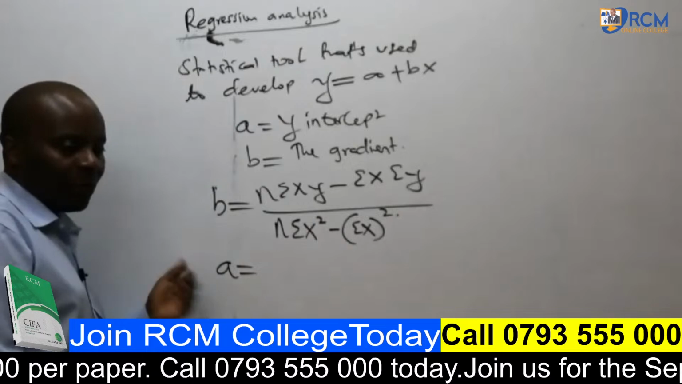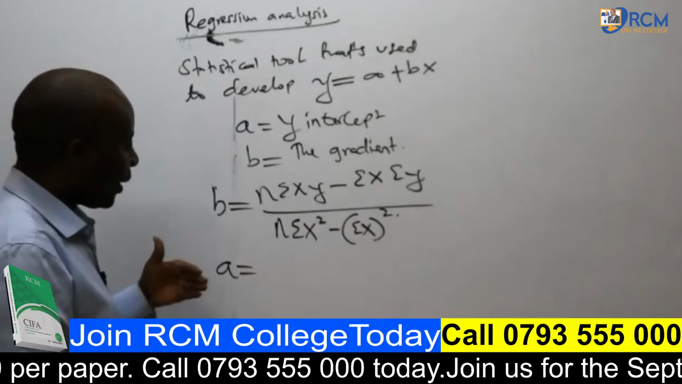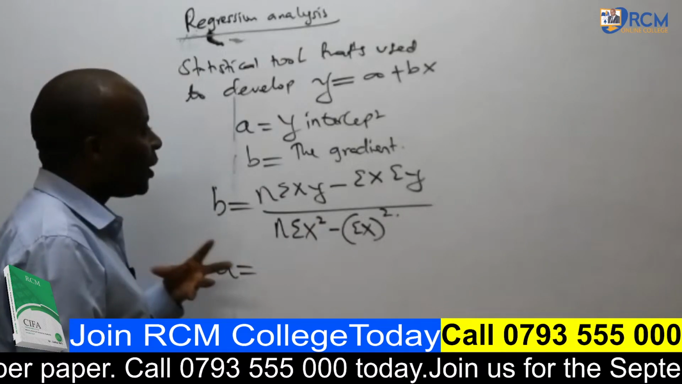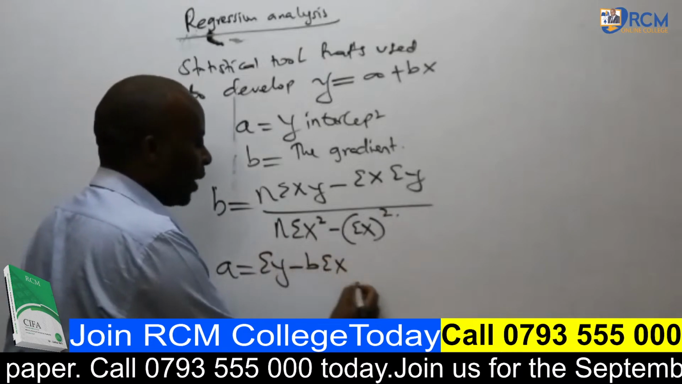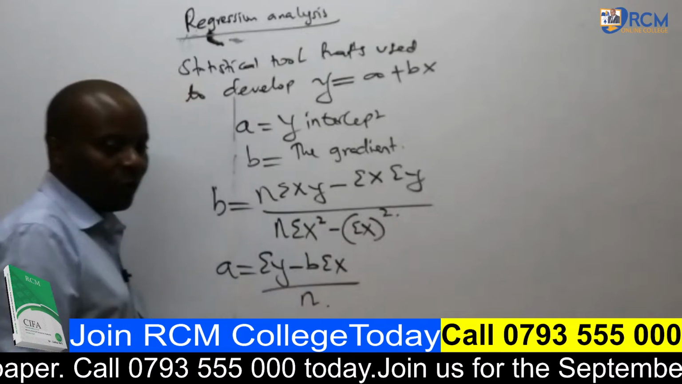How do we get A? To help you very quickly here, to get A, which is the intercept, we normally take summation of Y minus B summation of X, all over N.